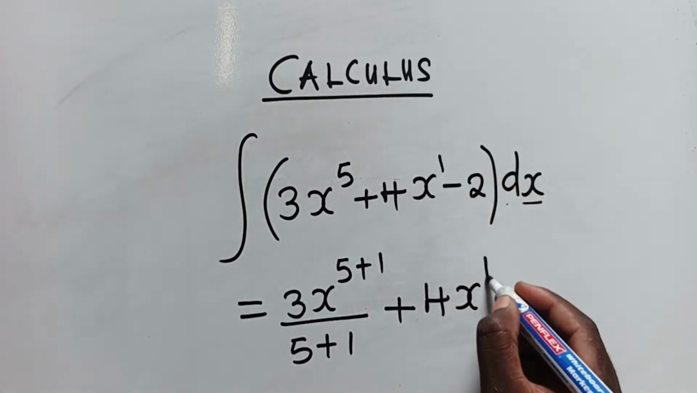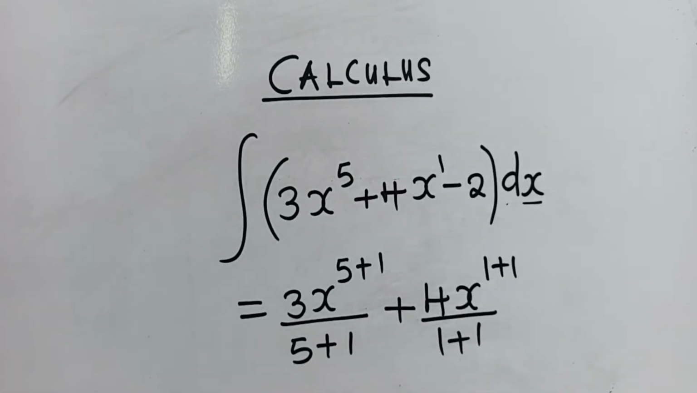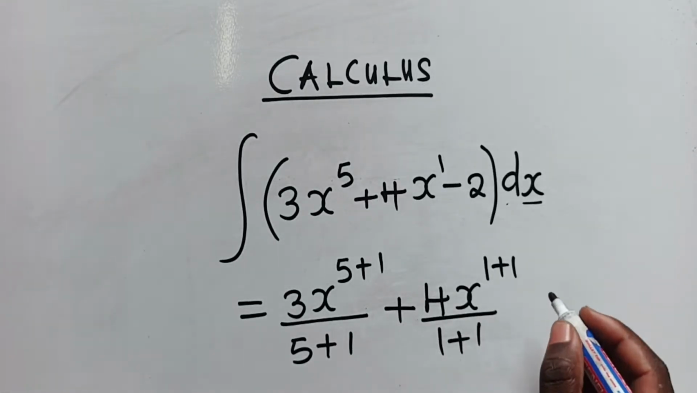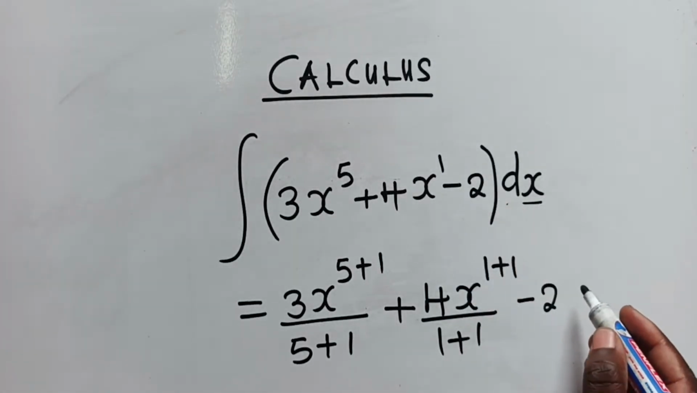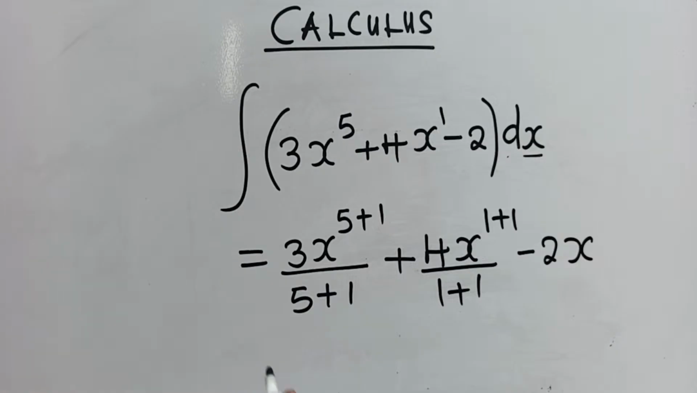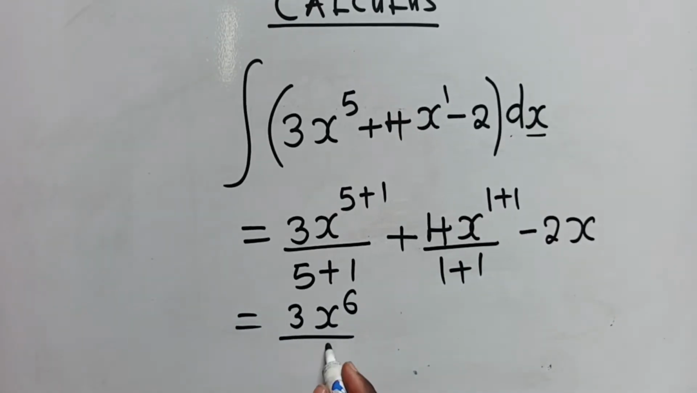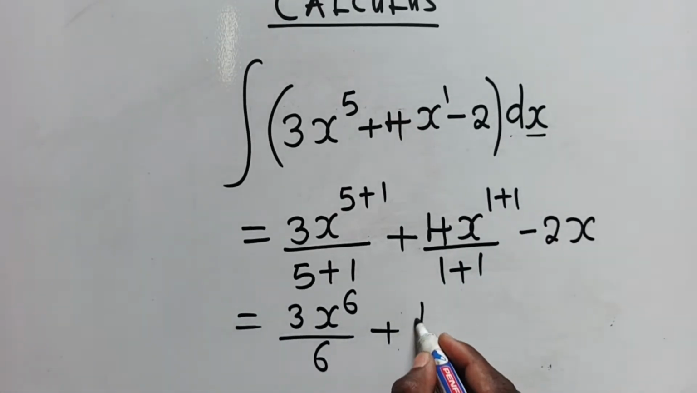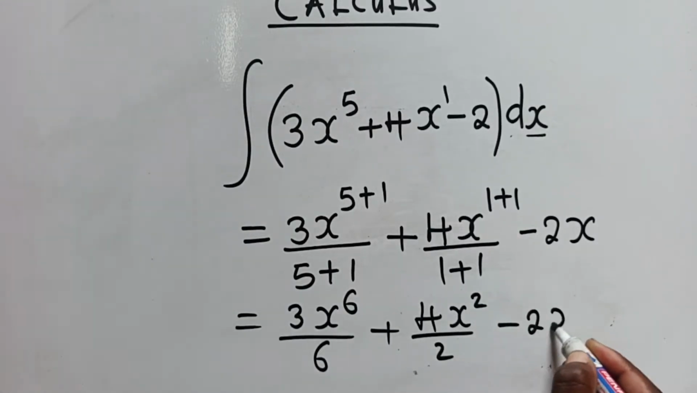It's a power 1, so it will be 1 plus 1. Always add a 1 to the power. And then you say minus 2. Here, a number without a letter, you just introduce a letter, so that is a 2x. So from here, we can simply say this is 3x power 6 over 6 plus 4x power 2 over 2 minus 2x.